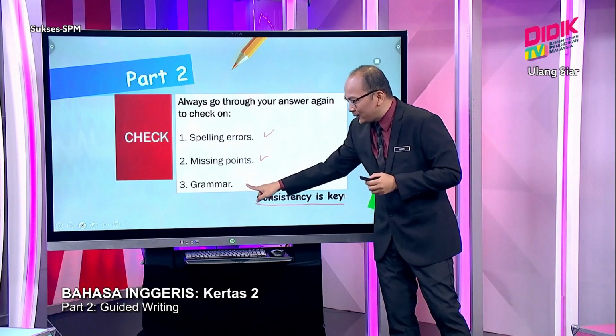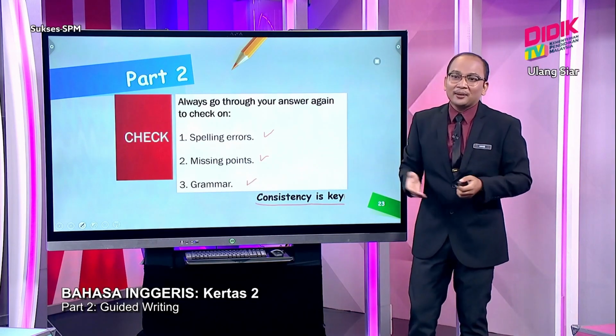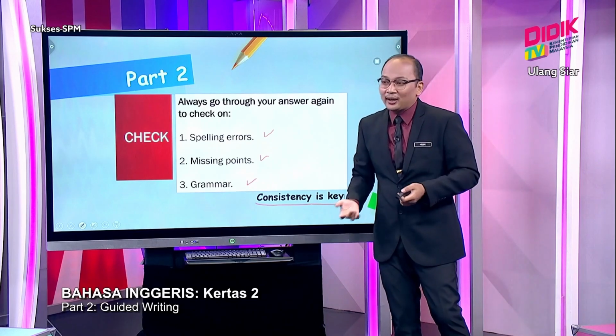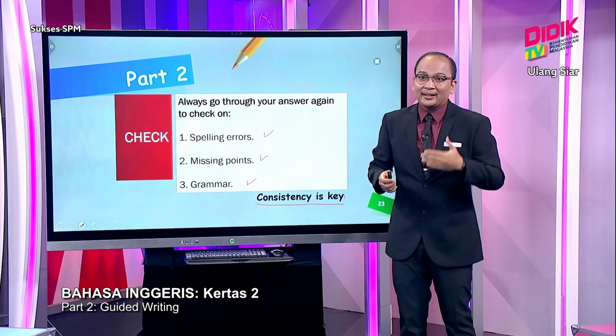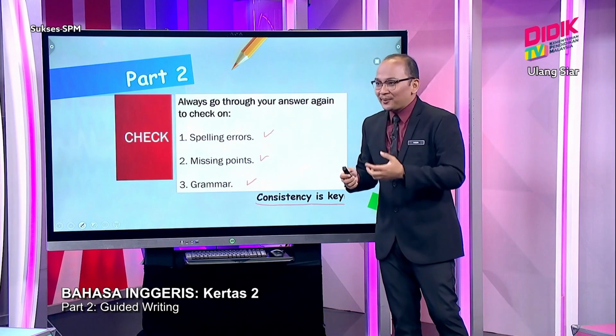And also the grammar part. Because you are talking about language, this is English, we are learning about that. So please bear in mind that we need to look into our grammar as well.